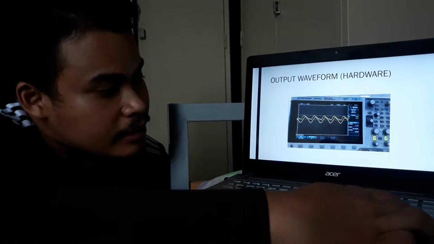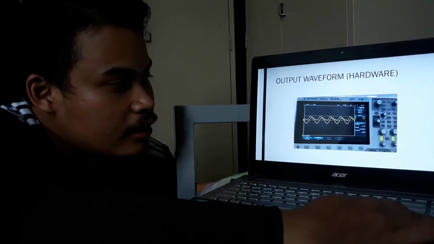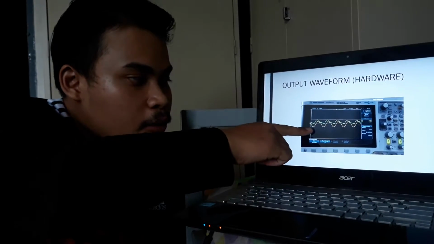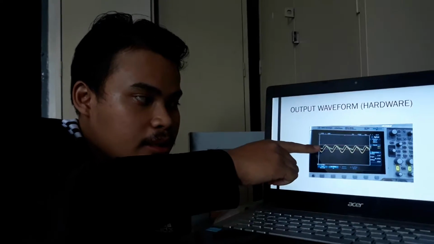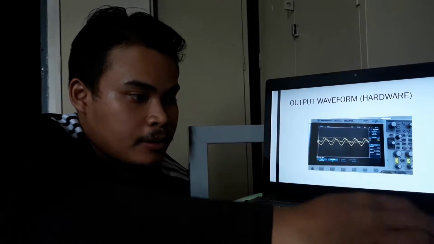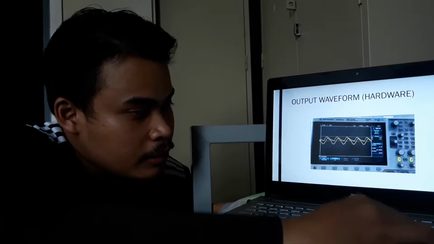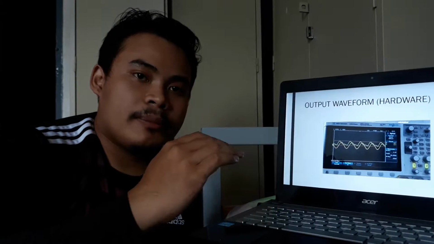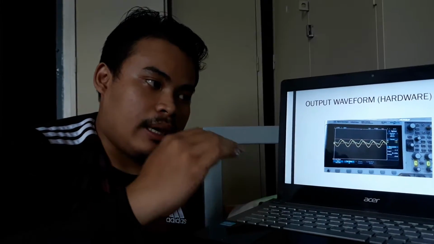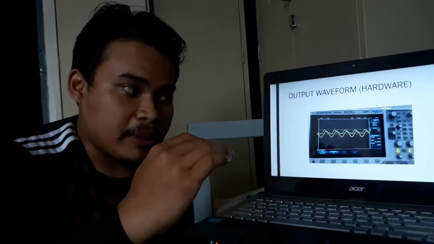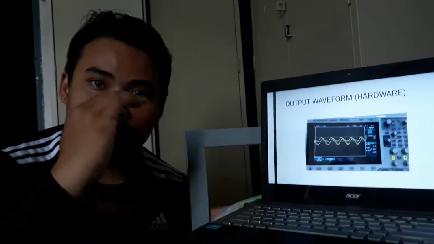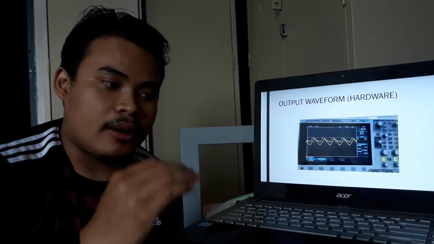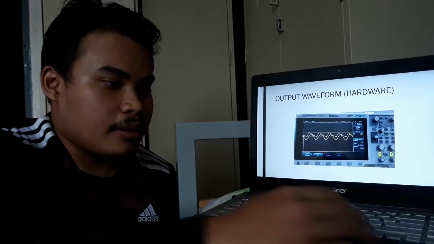Okay, so this is the result from the oscilloscope. The yellow one is the input, and the green one is the output. As we already know, the Cockcroft-Walton doubler output will become double the input, but from the experiment the output will not be exactly double because of the voltage drop that occurs in the circuit. So, for the video.